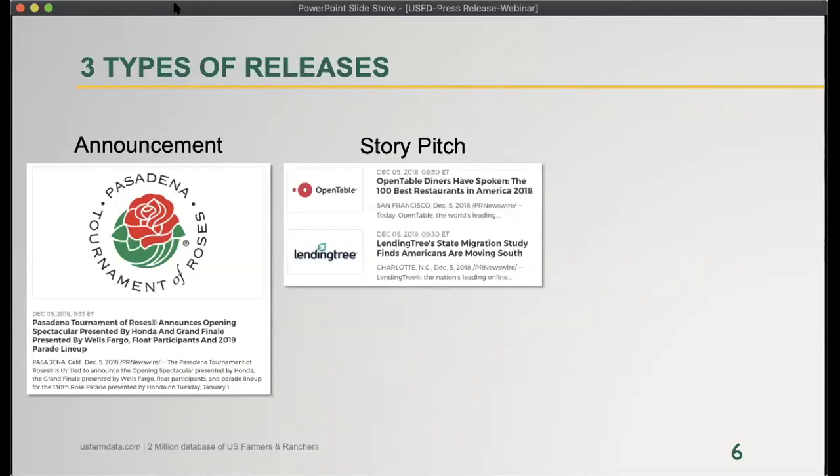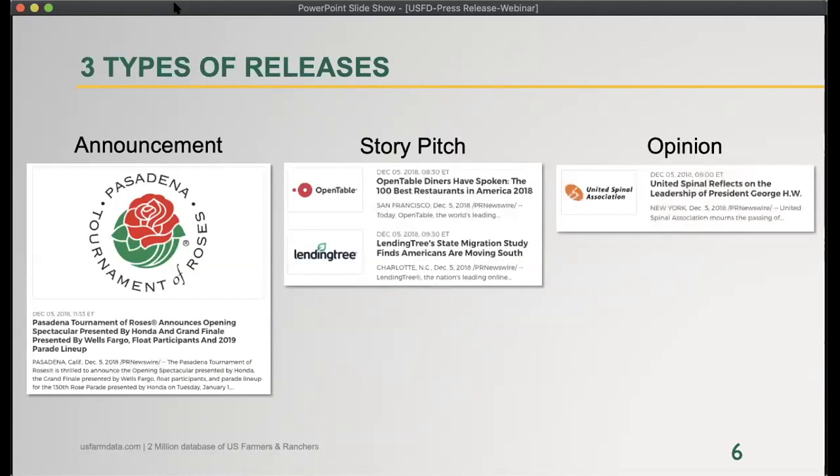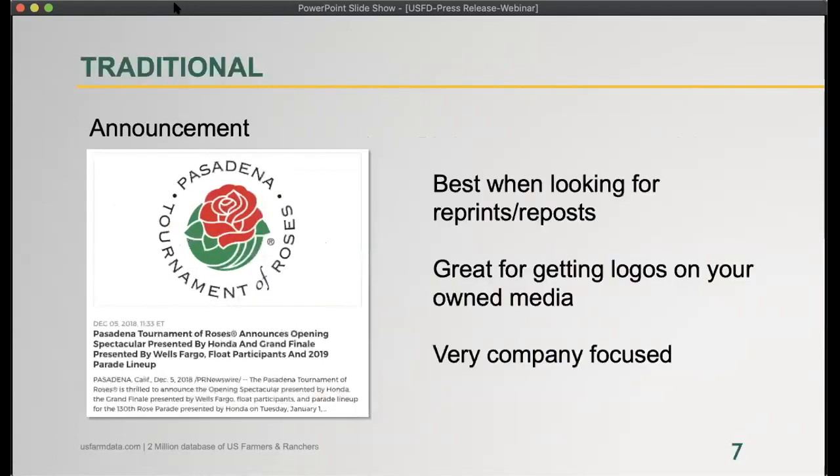We're trying to get the press to say, oh, I might not write about Open Table, but I will talk about the 100 best restaurants in America for 2018. Or it's an opinion piece. In this case, this was about George H.W. Bush and United's final reflecting on his serving on their board there. But it's an opinion, right? It's like, we think this about that. And by breaking a single press release idea into these 3 different kinds, let's talk about each one.